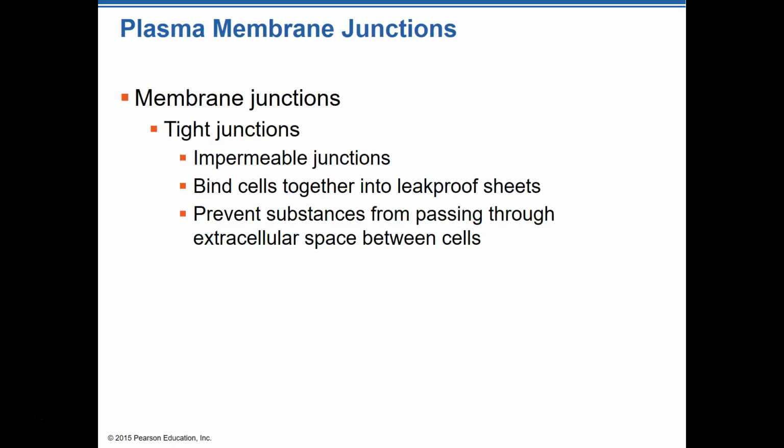One of these junctions is called a tight junction. It's basically impermeable. This is the kind of junction that we typically find, for example, in our skin. It's an impermeable junction that doesn't allow things to pass through it easily. It creates leak-proof sheets and doesn't allow things to pass through the space in between those cells, so it's kind of locked out. It's got it locked down.